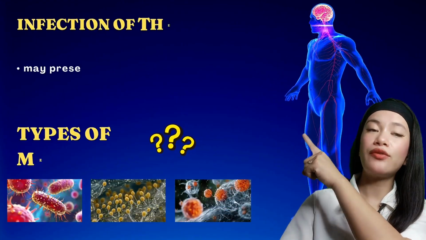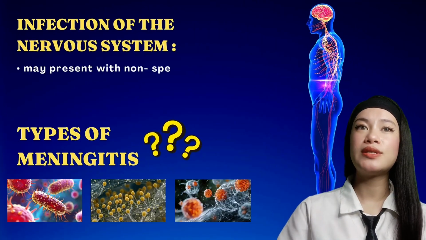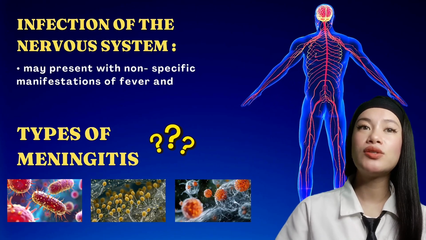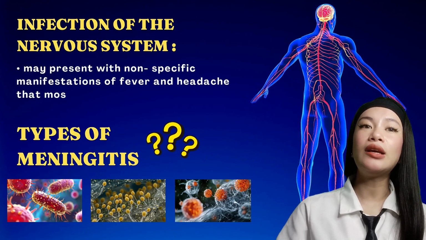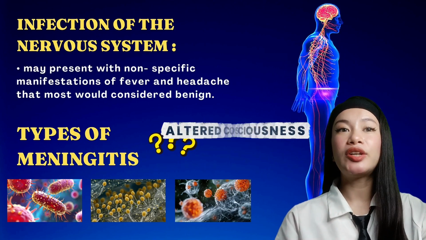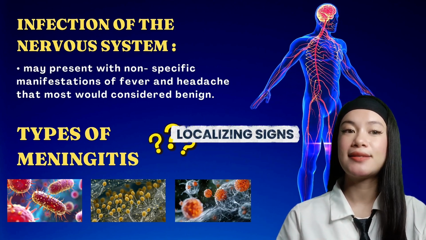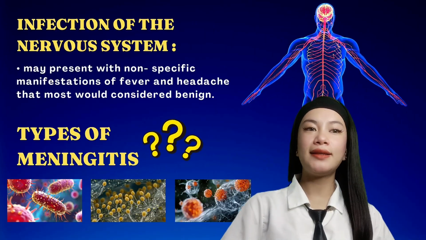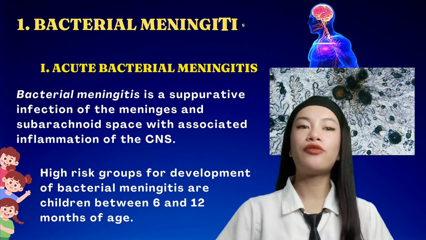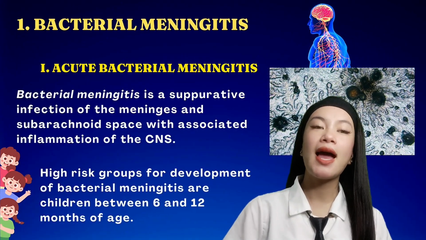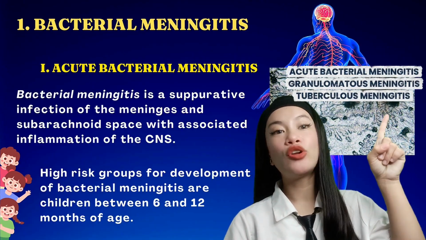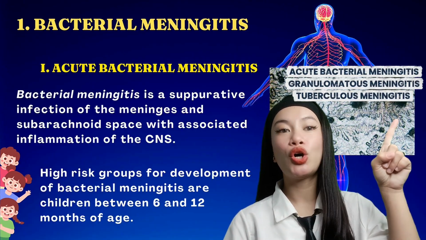What are infections of the nervous system? Infections of the nervous system may present with non-specific manifestations of fever and headache that most would consider benign. Clinical cues that will suggest infections of the nervous system include seizure, altered consciousness, or localizing signs. Types of meningitis. It could be bacterial, fungal, or viral meningitis. So first, we have bacterial meningitis. Under bacterial meningitis, we have acute bacterial meningitis, granulomatous meningitis, and tuberculous meningitis.